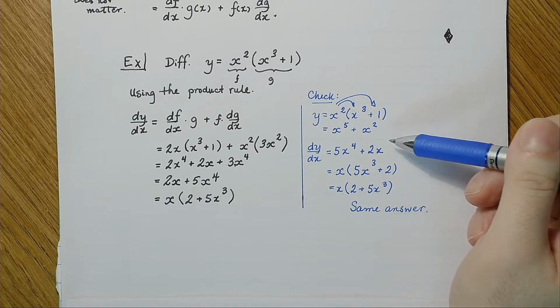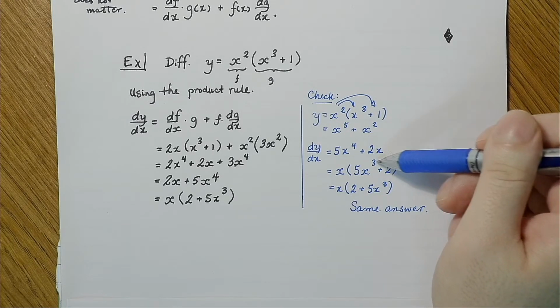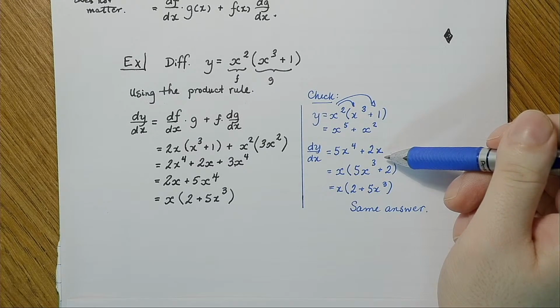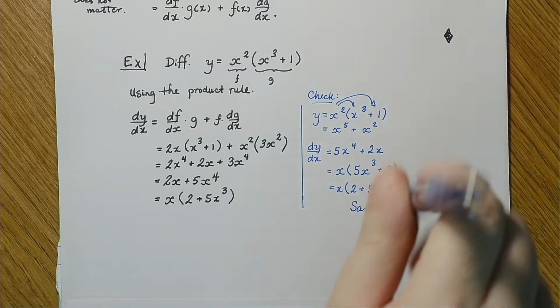You'll have to, is it when I was doing this one right here? Like this 2x right here? Yes, exactly. 2x is the derivative of x squared. So that's what I've done here.